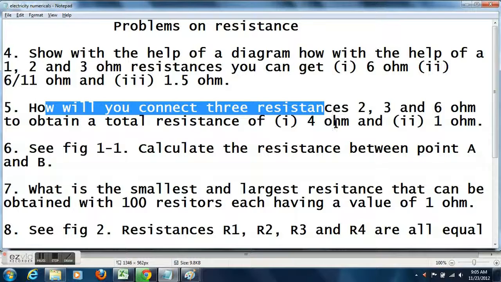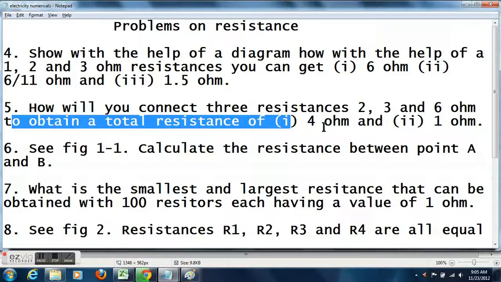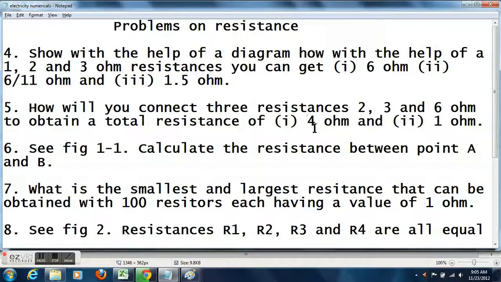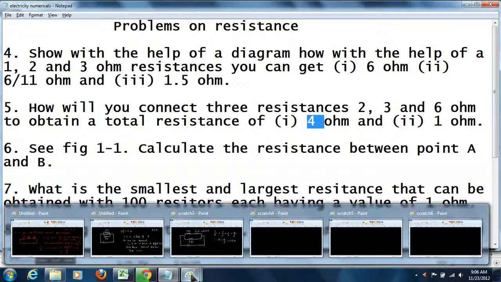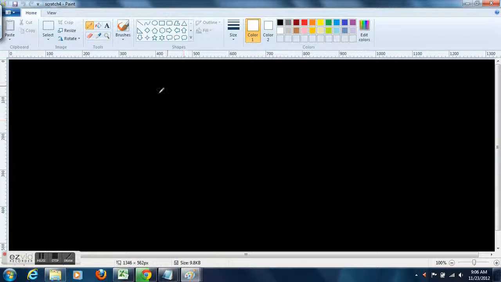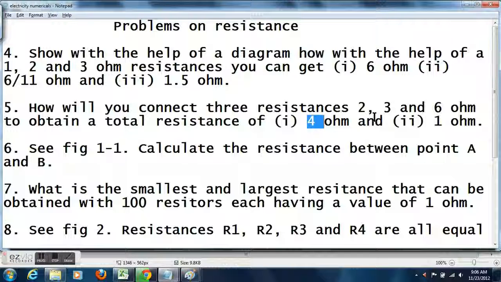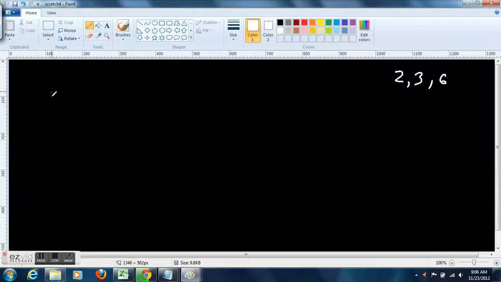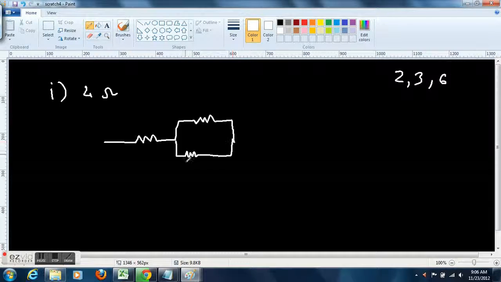Question number 5. How will you connect 3 resistances 2, 3 and 6 ohm to obtain a total resistance of 4 ohms and then 1 ohm? Okay, let us see how we can get 4 ohm. The resistances I have are 2, 3 and 6. Now if I keep 3 and 6 ohm resistances in parallel, they will give a net resistance of 2 ohm. And with this I can connect the remaining 2 ohm in series.